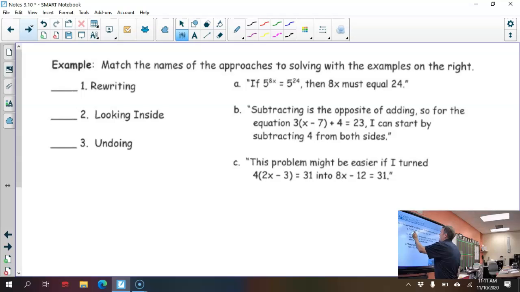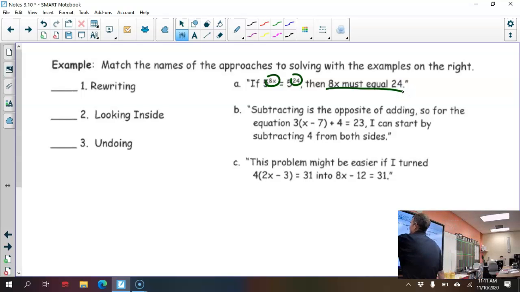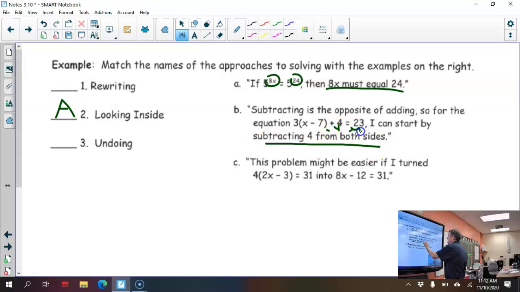Letter A is where we looked at the 8x and the 24, and we said 8x must equal 24. That is looking inside. That's kind of the example I just gave, so that would be A. In this problem, it looks like I'm going to subtract 4 from both sides, so I'm getting rid of a number by undoing its operation. That would be undoing. This must be B.